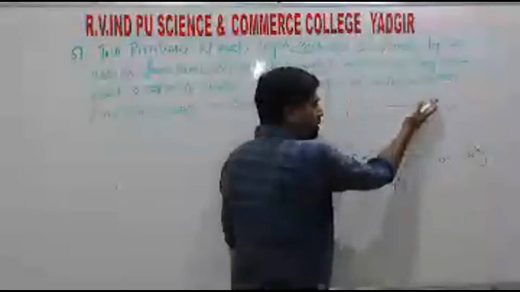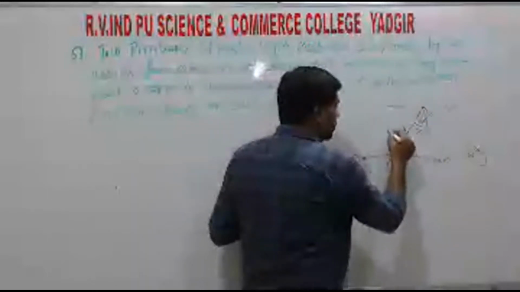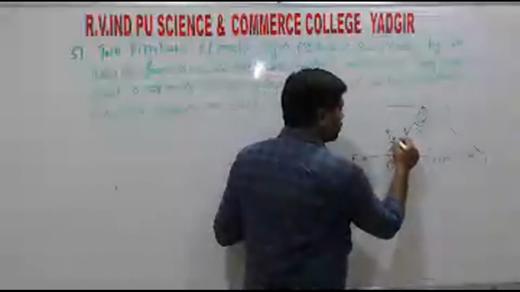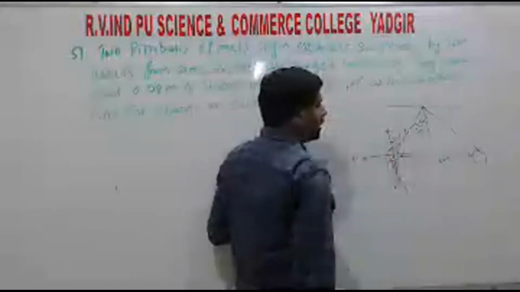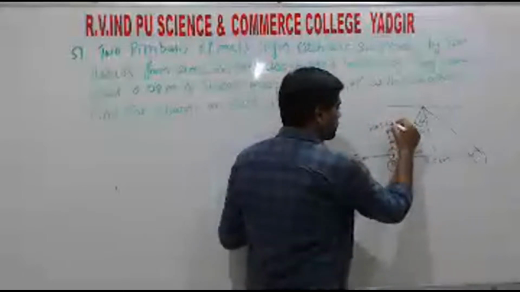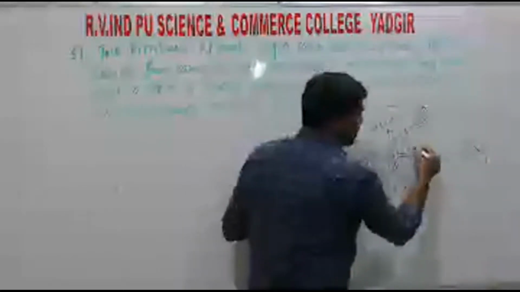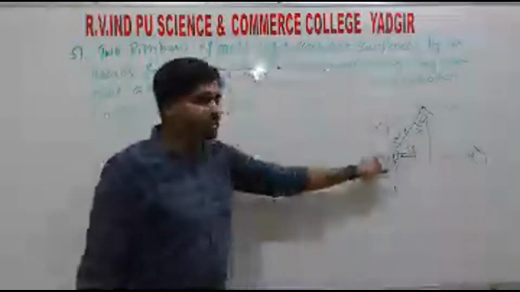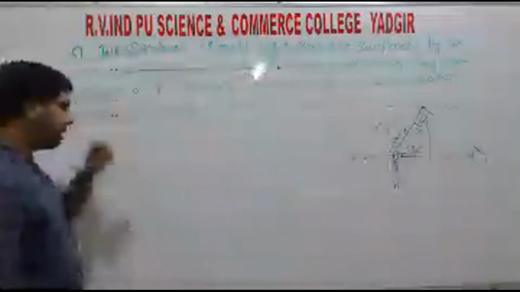Now we need to resolve the tension on the string into two components. One is the vertical component and the other is the horizontal component, right? By the opposite angle, here the angle becomes 30 degrees. Then this force becomes T cos 30 degrees, and here it becomes T sin 30 degrees, right? So this is at equilibrium, right?